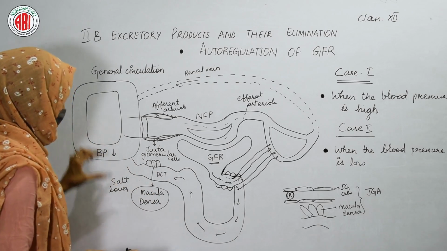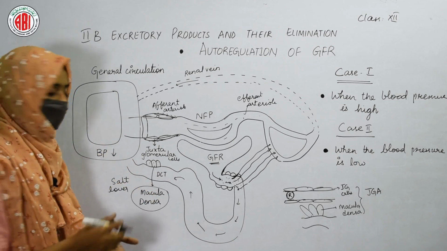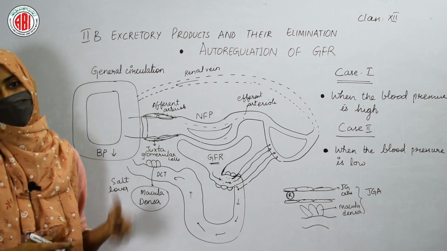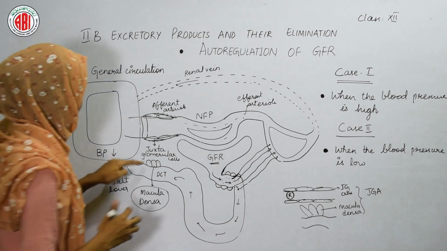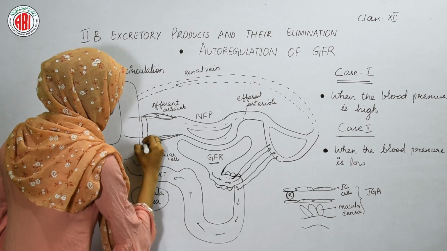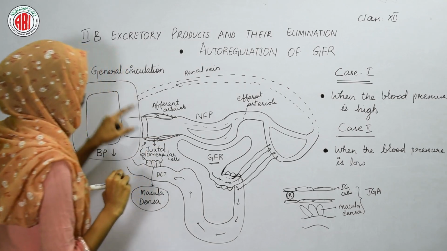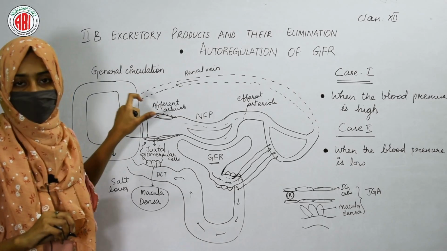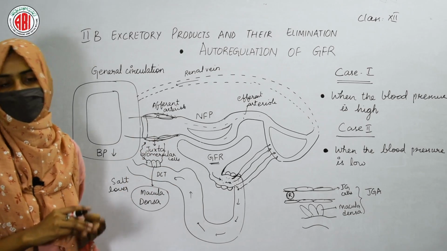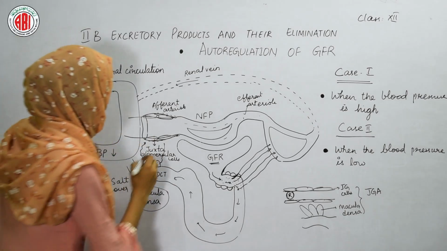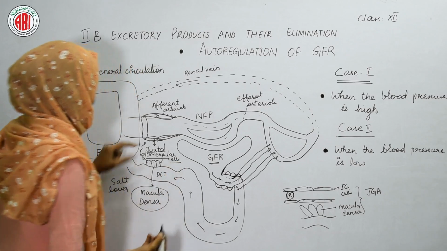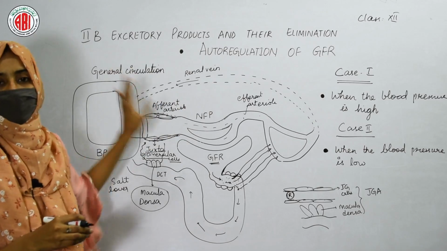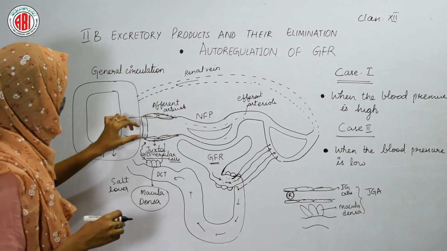Now, as these macula densa are salt lovers, they need salt. If they do not get any salty molecules in the filtrate, they start sending signals to the efferent arteriole. In the walls of the efferent arteriole, some more specialized cells are present, and we call these cells juxtaglomerular cells. Juxta means near. So, the cells which are present near the glomerulus are called juxtaglomerular cells.